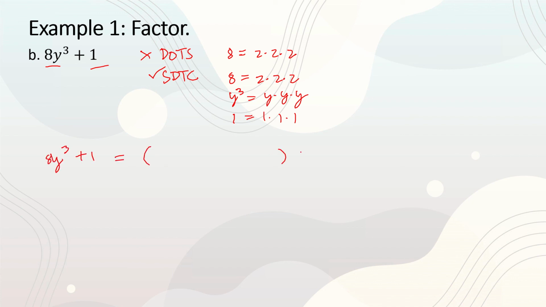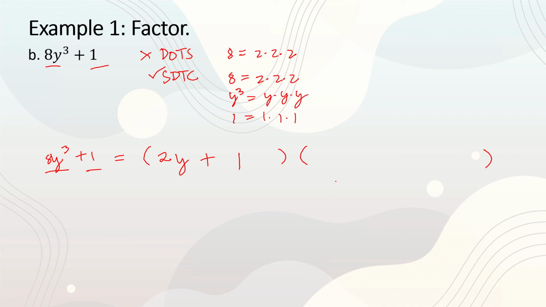So the answer is always a binomial times a trinomial. To get the binomial, get the cube root of the first term. Cube root of 8 is 2. Cube root of y cubed is y. Always copy the sign or the operation, plus. Second term, you get its cube root. The cube root is 1.